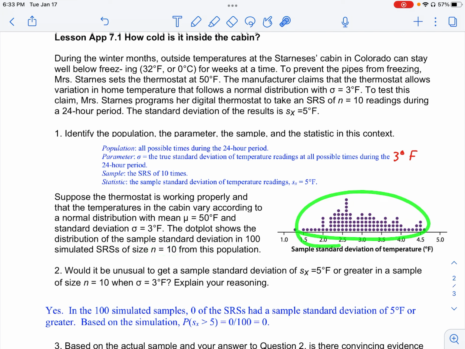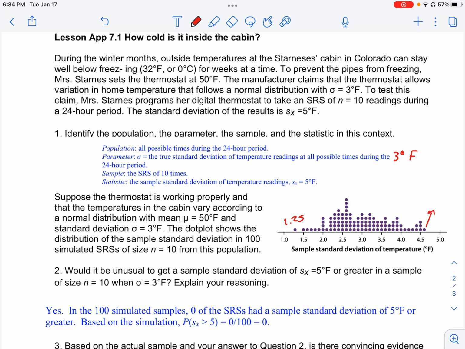So this is a lot of data right here. Okay, it's 100 dots. Each dot represents a sample of 10. So it's actually 1,000 readings that were taken. And what we're actually plotting here is the standard deviation of the sample. So in this first sample of 10, it looks like the standard deviation was about 1.25.